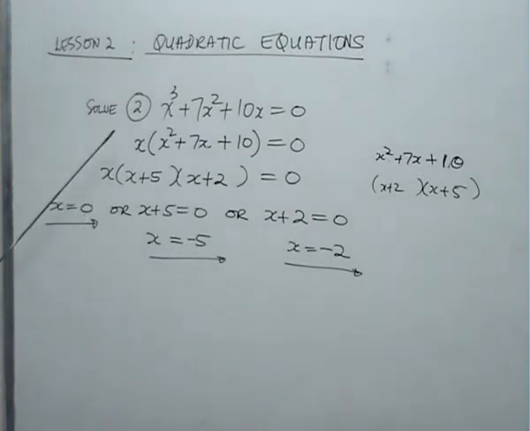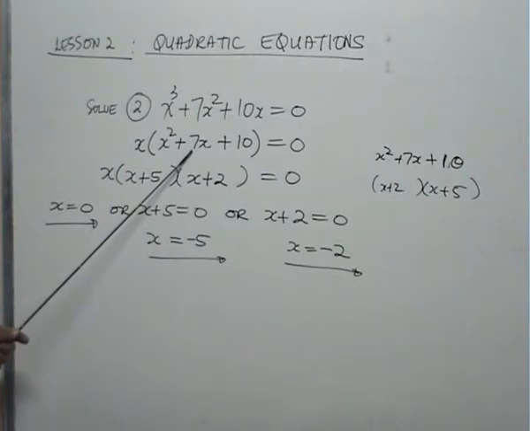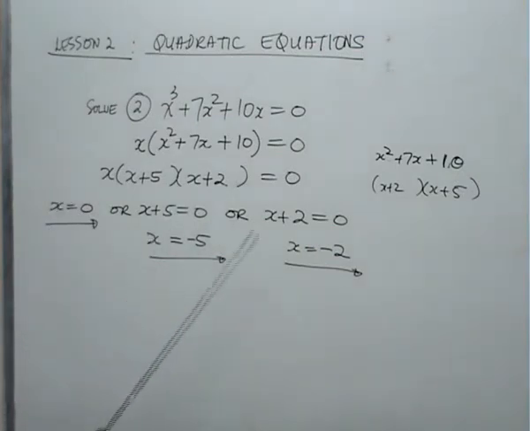So the difference here was that I must remove common factor first, then I end up with a quadratic, then factorize the quadratic itself, and then you make each factor equal to 0. In other words, in this particular question you got 3 answers.